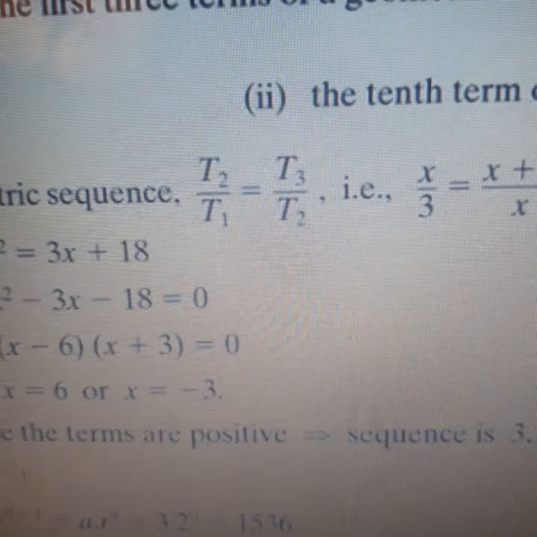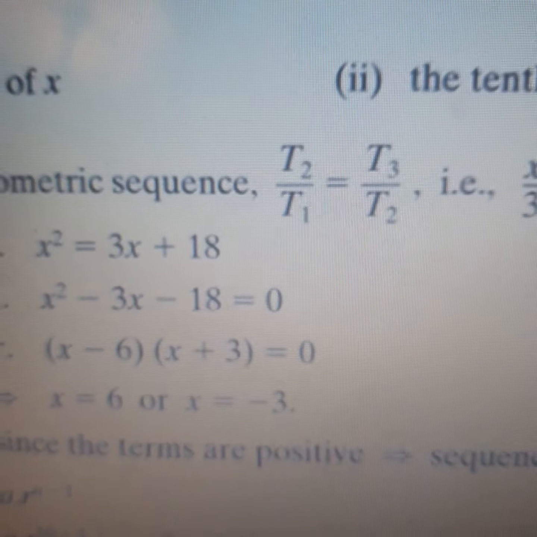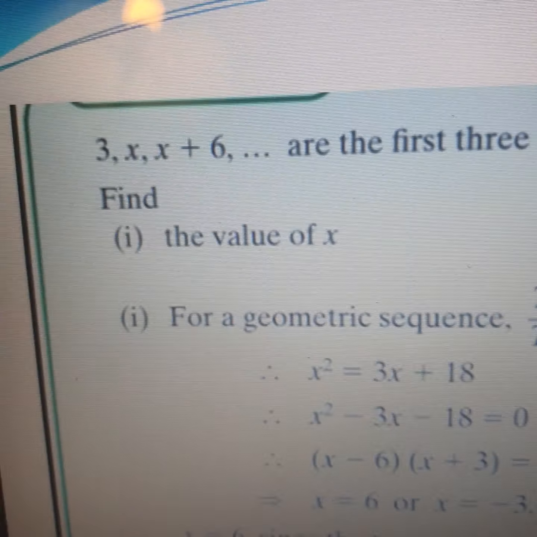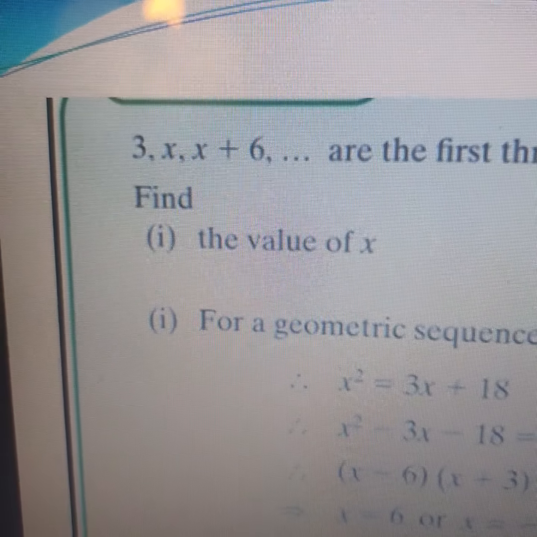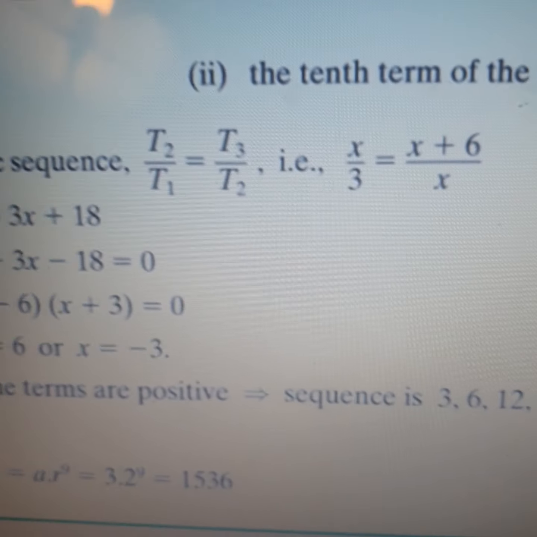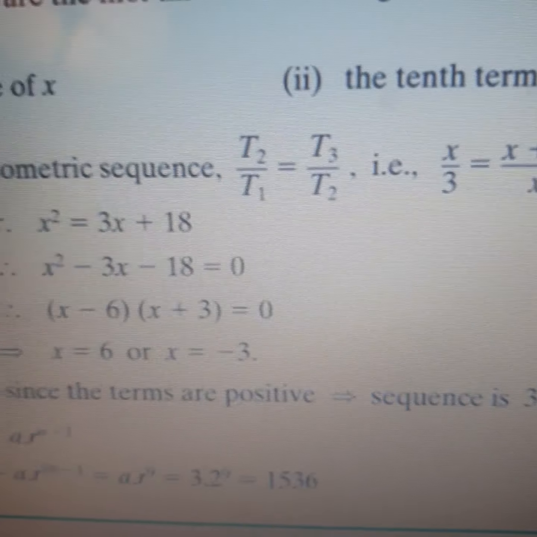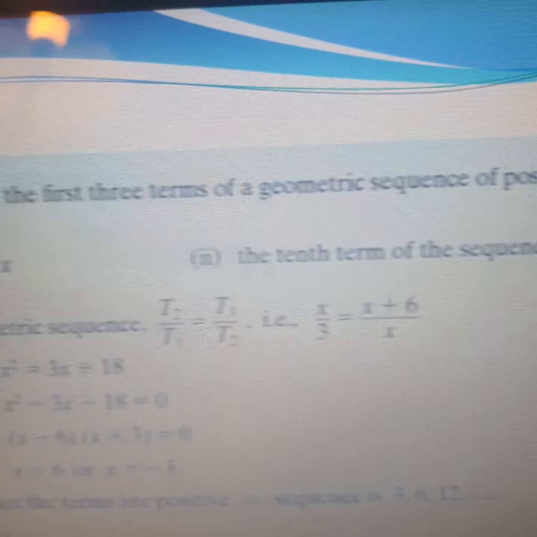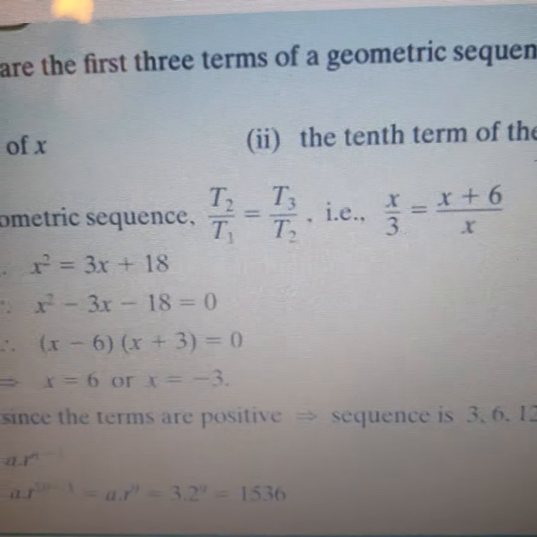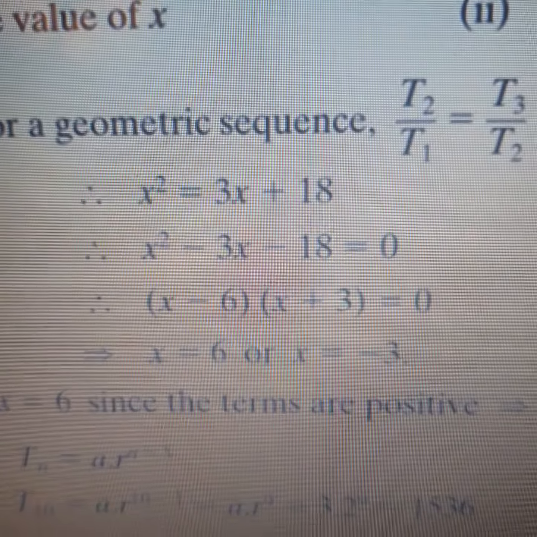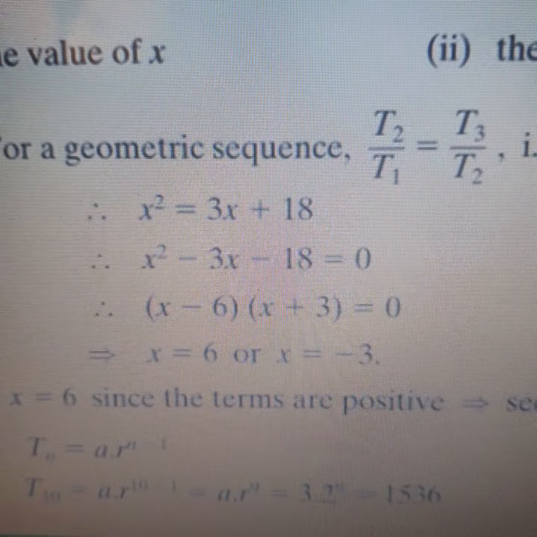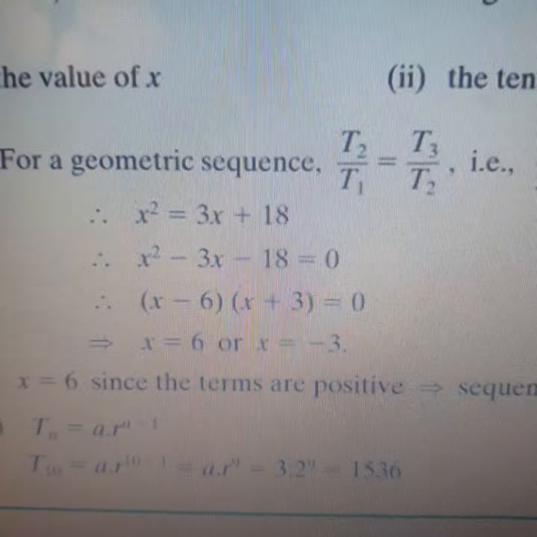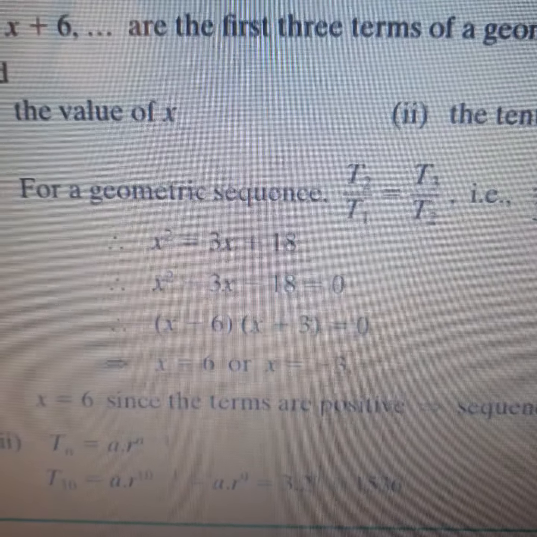So what do we know from our geometric sequence? That term 2 divided by term 1 is the same as saying term 3 divided by term 2. So I'm going to use that fact. So I'll say x over 3 is the same as saying x plus 6 over x. Okay, and you could just cross multiply here, right? So if we cross multiply here, we'll have x squared is equal to 3x plus 18. We'll form a quadratic trinomial then. So bring over the 18 and bring over the 3x. You'll solve then to get your 2 factors. So you've got x equal to 6 or x is equal to minus 3.